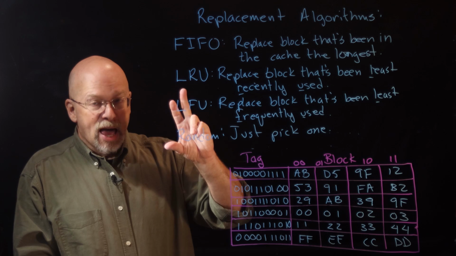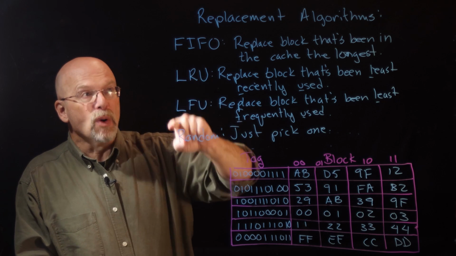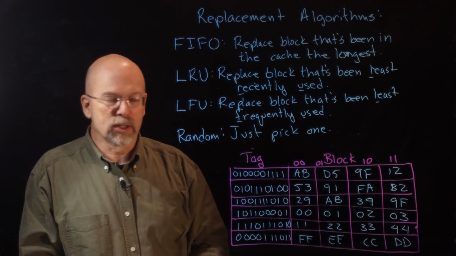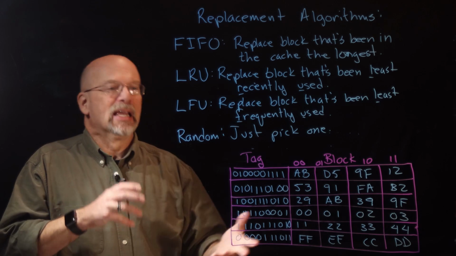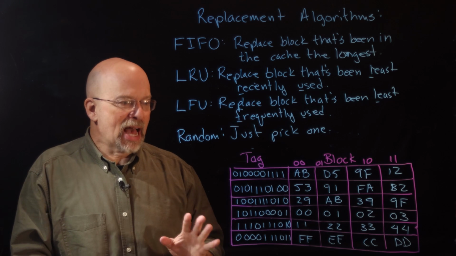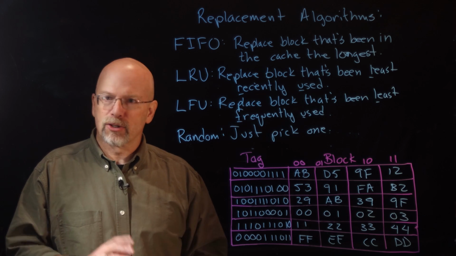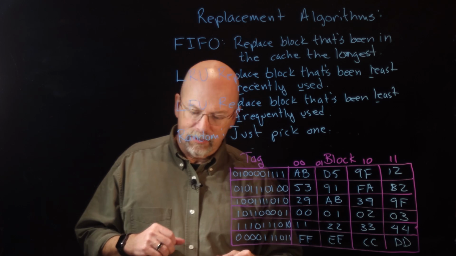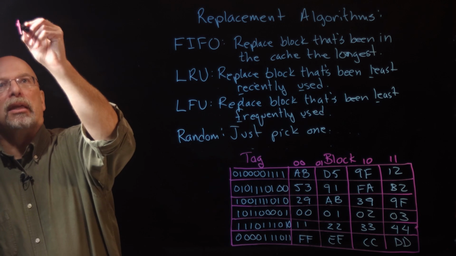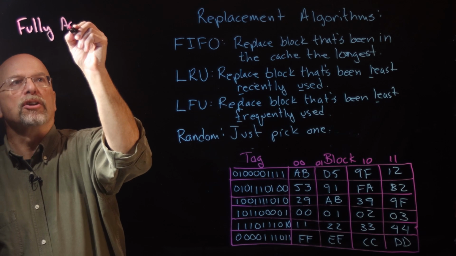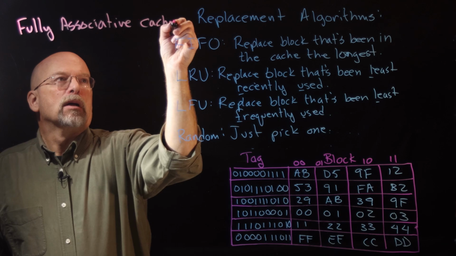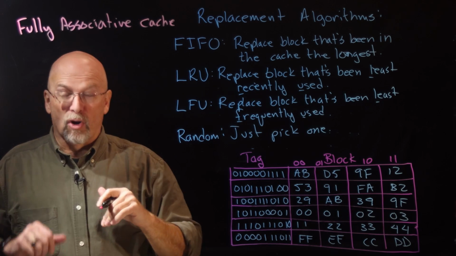Now, a lot of the processors I've seen give you options. For example, they may give you an option between least recently used and random. And once again, you can pick that to decide what's best for your application. Now, that brings us to the wrap-up in terms of the fully associative cache. But let's talk for just a moment about the benefits and the drawbacks.